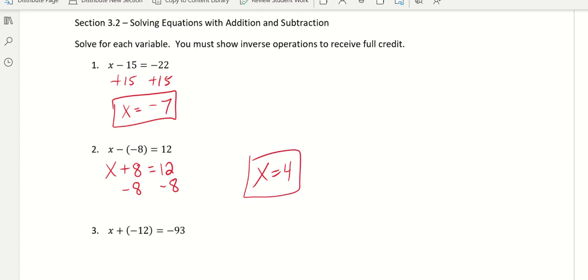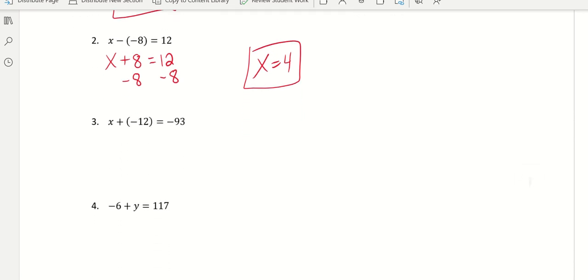Notice the way my work is structured. Notice I'm showing the inverse operations on both sides. Most of y'all have done very well to show the inverse operations on both sides, but we do have a couple students who were not showing all the supporting work they need to show.